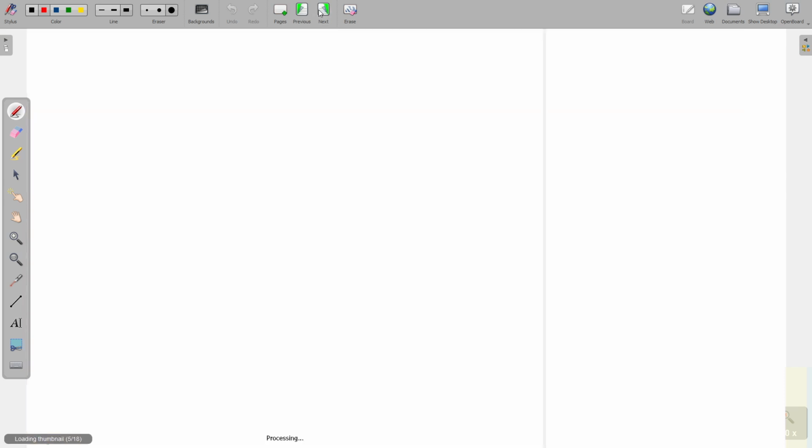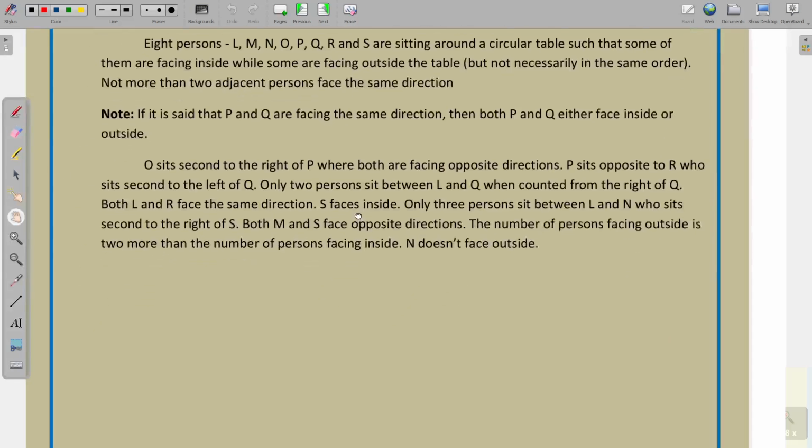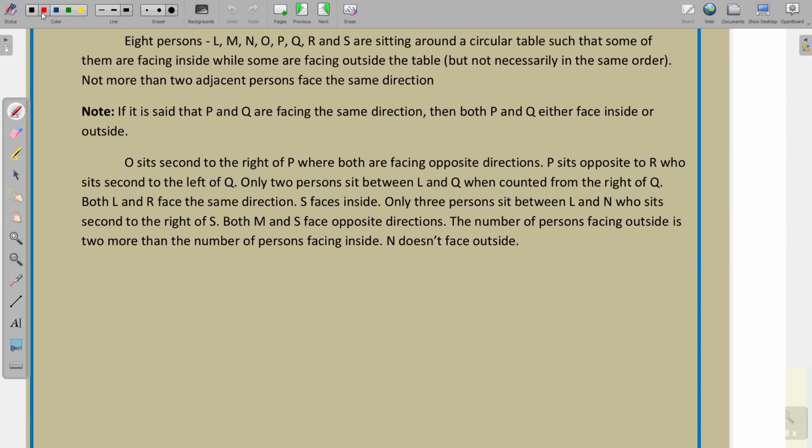Next, 13 to 17. We have a puzzle. So see first one. 8 persons L, M, N, O, P, Q, R and S are sitting around a circular table such that some of them facing inside, some of them facing outside of the table. Not more than 2 adjacent persons face the same direction. Note, if it is said that P and Q are facing the same direction, then P and Q either face inside or outside. Okay, it is the note.